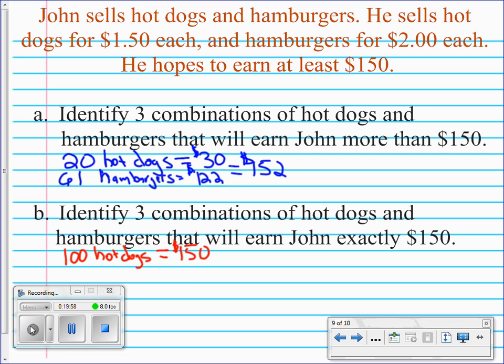A second option would be just selling hamburgers. So just selling hamburgers, 75 hamburgers, 75 times $2 equals $150. And I wouldn't have to sell any hot dogs. So the easiest choices are 100 hot dogs and 0 hamburgers, 75 hamburgers and 0 hot dogs.